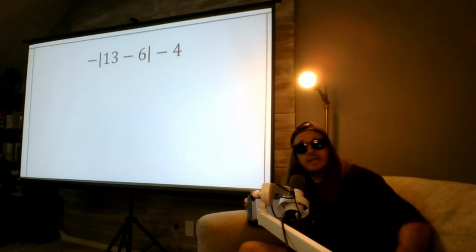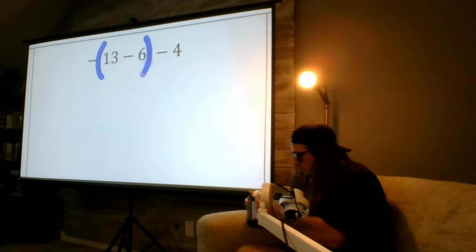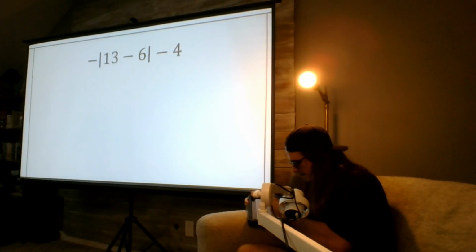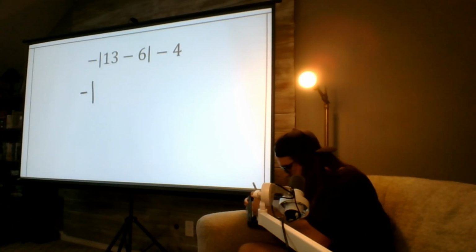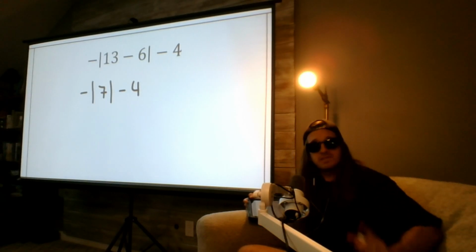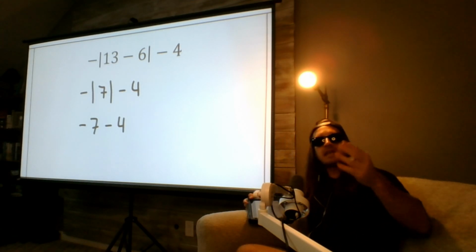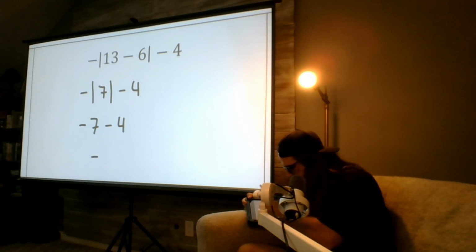So again, treat the absolute values as if they had parentheses around them. 13 minus 6 is 7. And then the absolute value of 7 is, well, just 7. The negative goes along for the ride. And -7 minus 4 is -11.